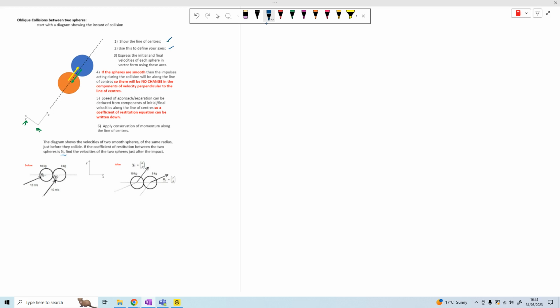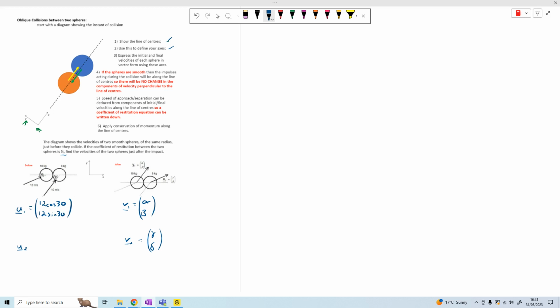These second ones already are. V1 is alpha, beta, and V2 is gamma and delta, if I can draw my delta correctly. There we go. Now my U1 and my U2 is my other bit, which I'm going to do some more work on. So for U1, let's apply some trig like we normally do. So I've got 12 cos 30, and I've got 12 sin 30.